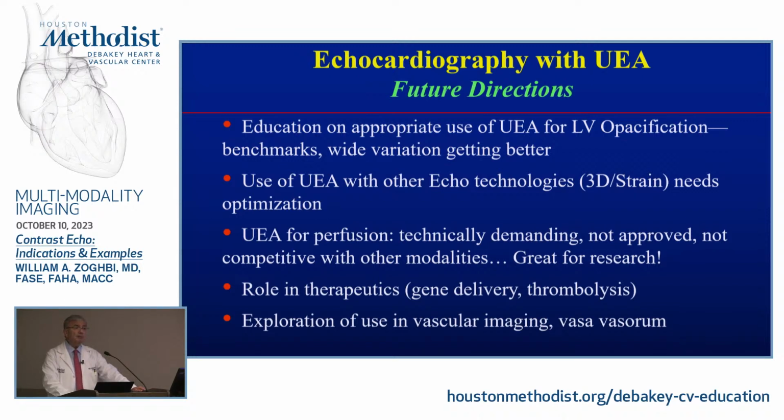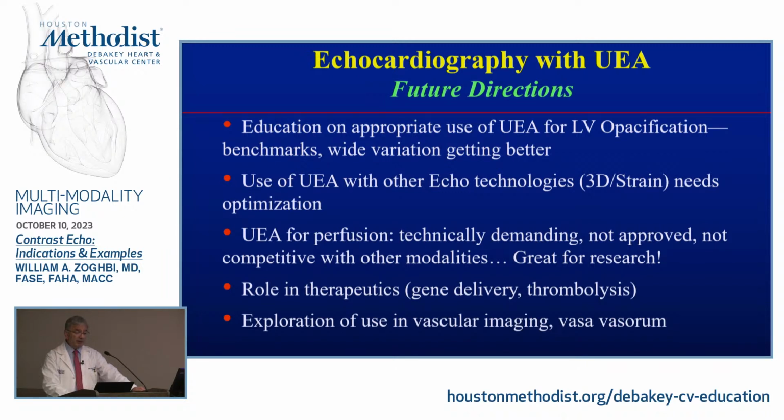Why? Because it's really not optimized for 3D, and I've told our colleagues in the industry that you have to optimize its utilization, because in 3D you're going to destroy much more contrast, so you're going to optimize the machine settings for this. Still, you cannot do strain with a contrast image. For perfusion, we talked about it, it's not approved. To me, it is not as competitive with other modalities nowadays. You have PET, you have nuclear, you have other things, FFR. I'm not sure that it's helping me much more than wall motion per se, and you could tell the variability, particularly in the base of the heart. It's great for research though.